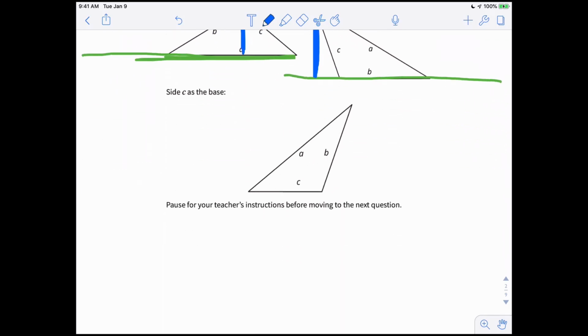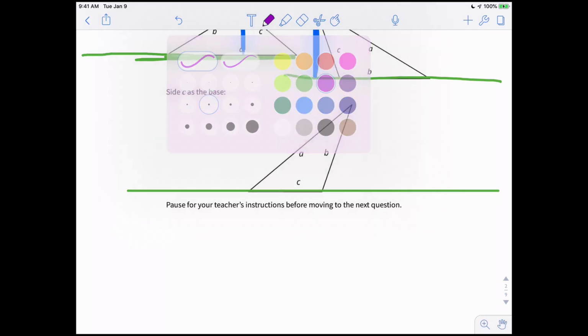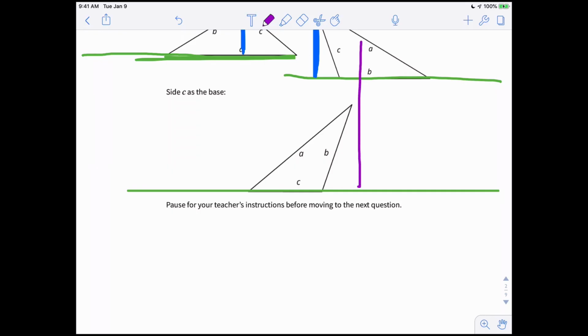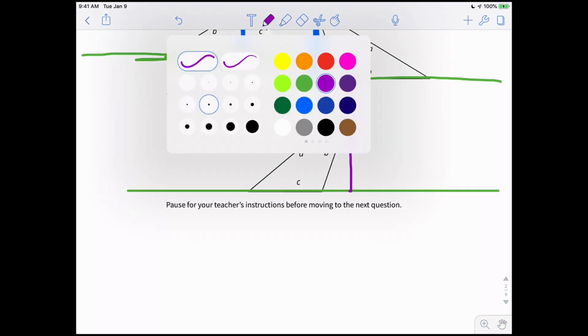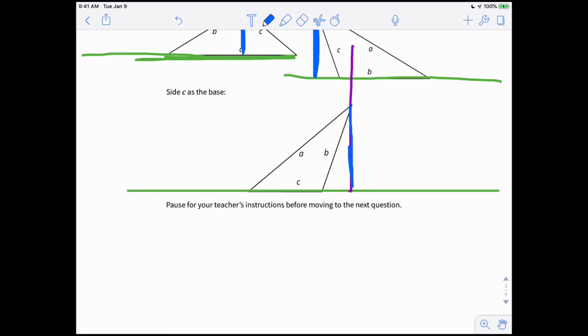So last one, same idea. We're going to extend that base. We're going to use purple to create our height finder, so to speak. And then, right there, boom. As I go along the base of the triangle, wha-bam, right there, that's where we suddenly get the height of that triangle. And so we can get rid of that guy. We don't need him anymore. And that is our height of that triangle.